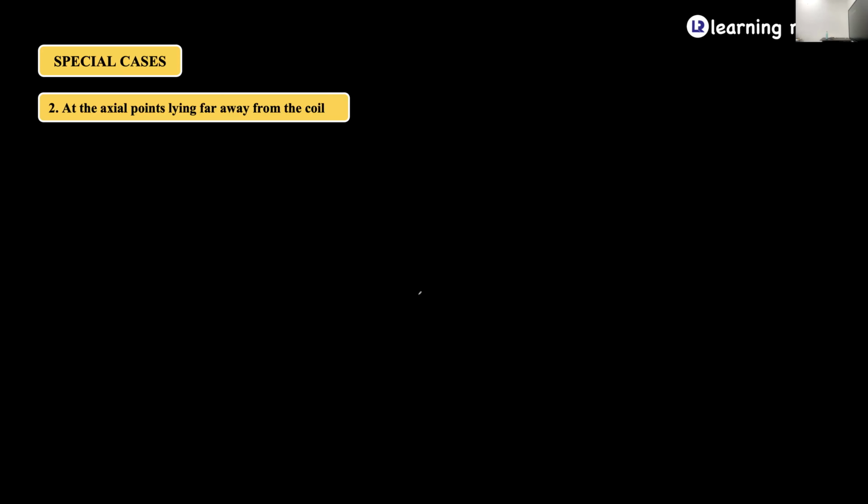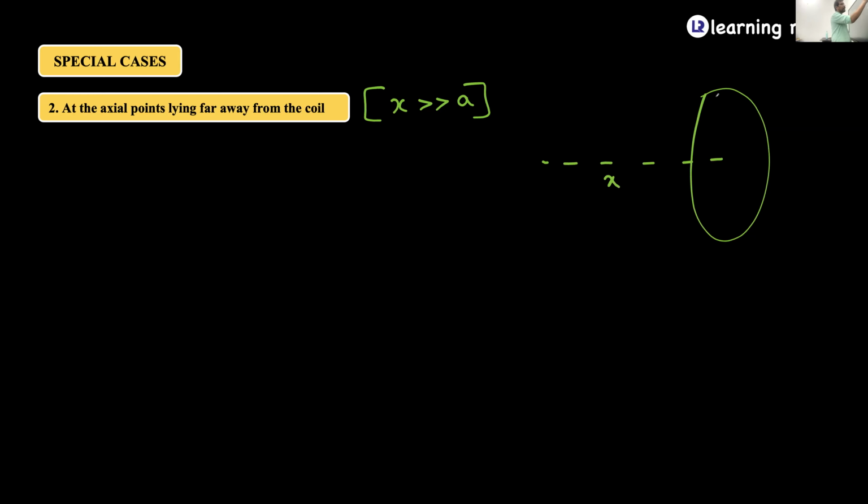See, at a point lying far away from the coil, what can you conclude? X is very much greater than a. That is the meaning, no? So if I take this to be the coil, this is x and this is a. X is considered to be very much greater than a. So B will be equal to mu naught I a square divided by 2 into a square plus x square the whole power 3 by 2.